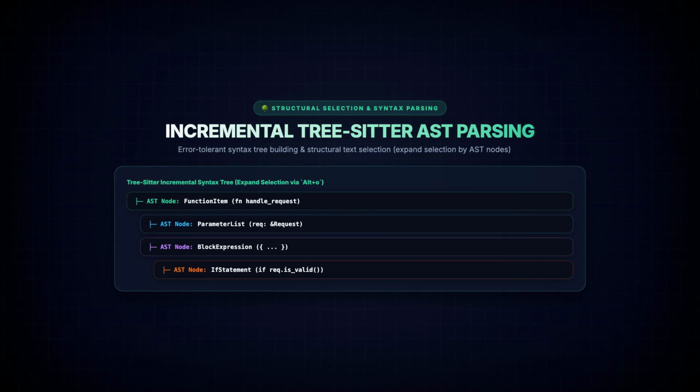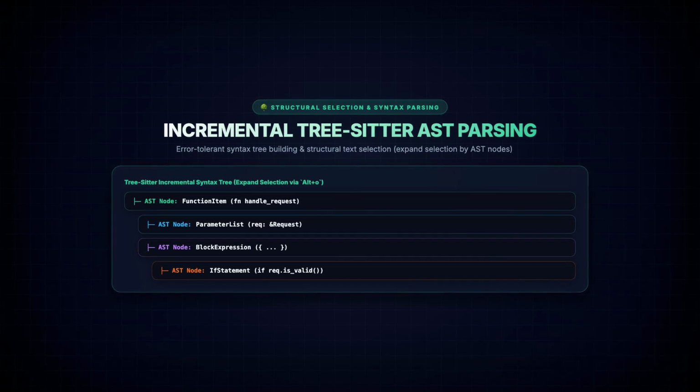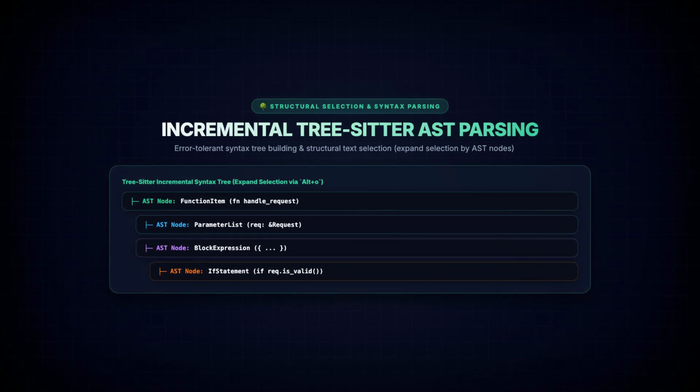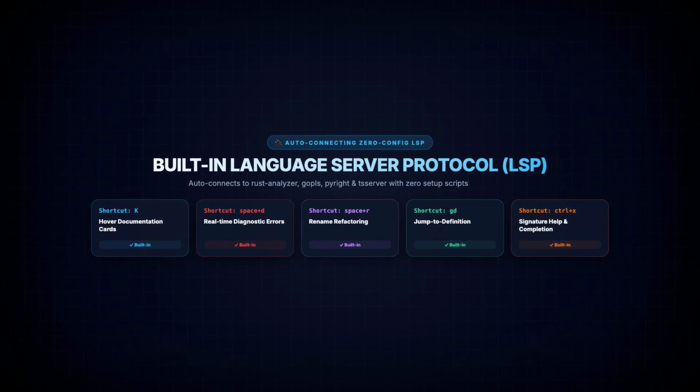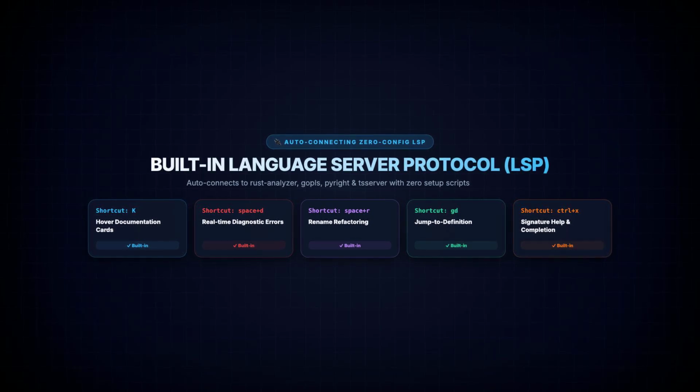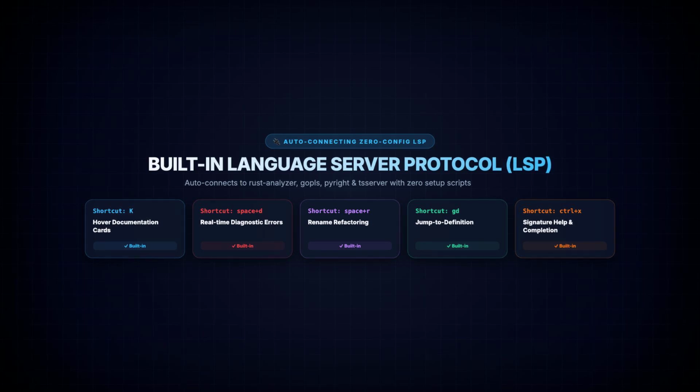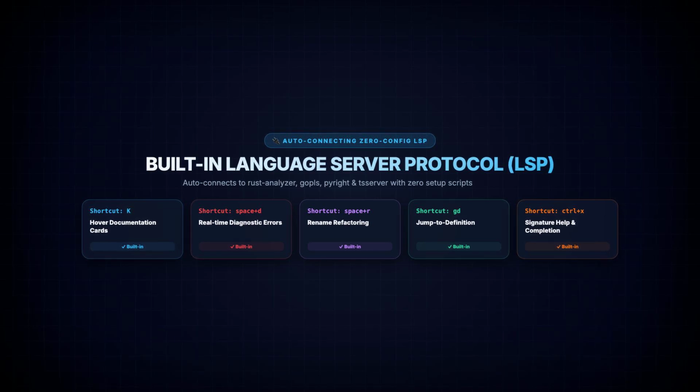Furthermore, tree-sitter allows Helix to perform structural text selection. Instead of selecting text by characters or lines, you can expand your selection structurally to capture the current function, the parent class, the parameter list, or an entire conditional block with simple key presses. Similarly, Helix includes built-in support for the language server protocol. If you have a language server like Rust Analyzer for Rust, gopls for Go, Pyright for Python, or TypeScript language server installed on your system path, Helix automatically connects to it the moment you open a project file. Without writing any custom plugins or complex setup scripts, you instantly get full IDE capabilities, real-time diagnostic errors, hover documentation cards, auto-completions, signature help, rename refactoring, and jump-to-definition shortcuts.